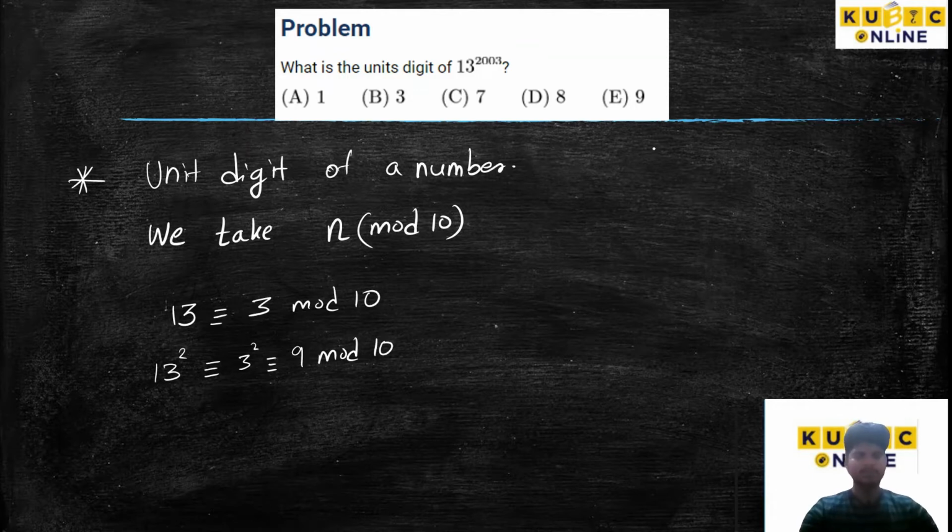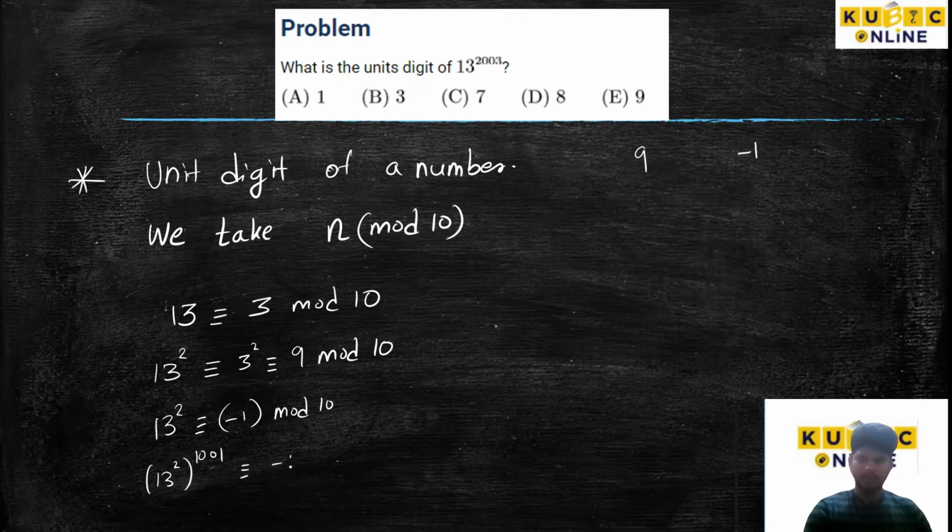And we know cyclic modulation, like what is remaining. So if it is 9 mod 10, I can say it is the same as minus 1 mod 10. So 13 square is congruent to minus 1 mod 10. So 13 square to the power of, let's say, 1001 will be congruent to minus 1 to the power of 1001, which is congruent to minus 1 mod 10.